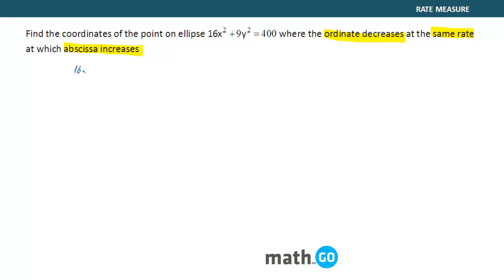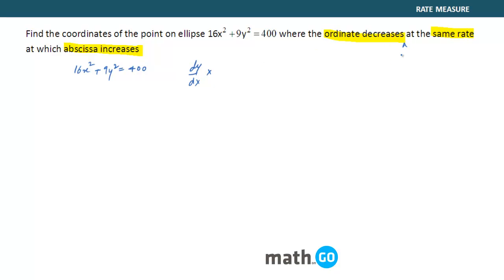So it is given that 16x square plus 9y square equal to 400 is your ellipse. Now we want to introduce rate measure. It is given that the ordinate decreases. Do not get confused about which rate they are decreasing at, or about what differentiation should be done. Should we find dy by dx? This is not the target. Why? Because you are not saying that the ordinate is decreasing with respect to x.